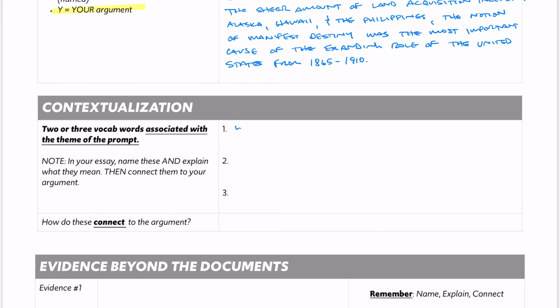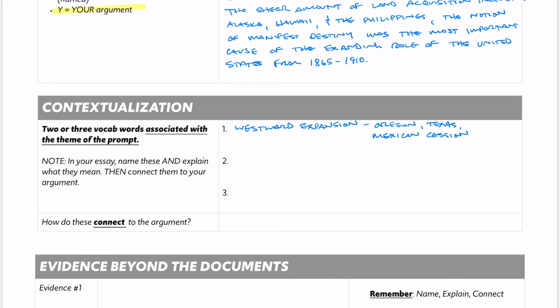Okay, now that I have my thesis, I can decide what I want to use to contextualize that argument. That's why the contextualization part is here. So remember, our contextualization has to relate to the argument we're making in our essay. So I'm going to talk about land acquisition, I'm going to talk about race, and I'm going to talk about economics. So I want to contextualize those three things. Again, what I'm about to do is probably more than you need, but just FYI, here's how I would do it. To contextualize land acquisition and manifest destiny, I want to talk about westward expansion. Specifically, I want to mention Oregon, Texas, and the Mexican cession.